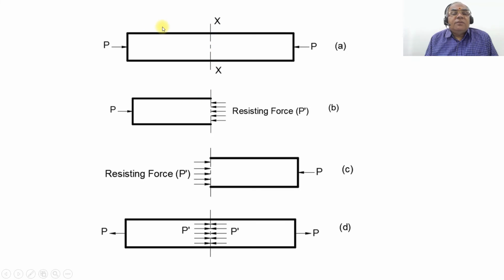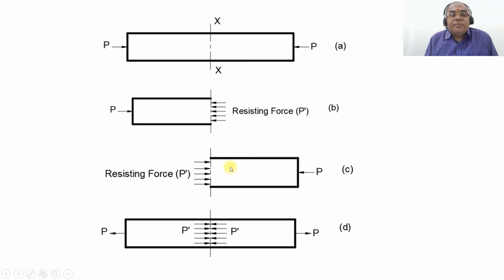So member 1 is not in equilibrium condition. If member 1 has to be in equilibrium, the load P applied from left towards the right makes the body tend to move towards the right side. In order to keep the body in equilibrium, you need a resisting force acting on the member from right towards left, as shown here. The resisting force should be equal to the applied force P.